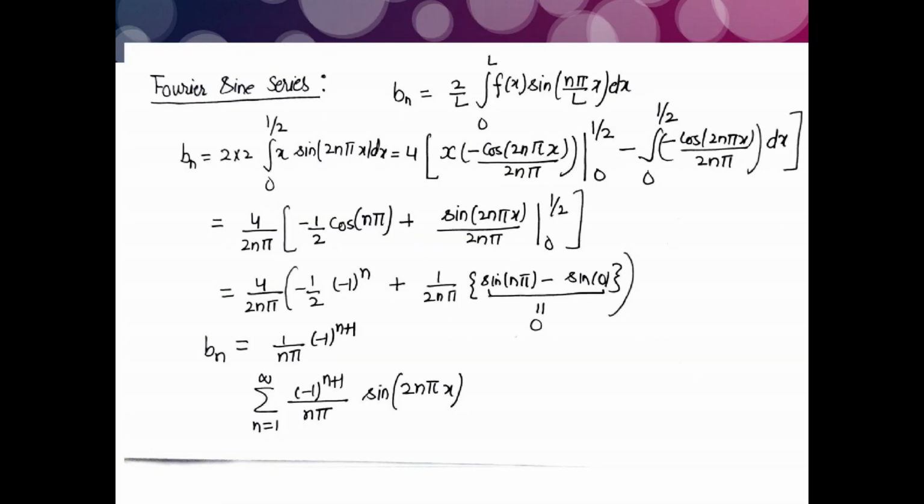Now the Fourier sine series for this function. b n is given by 2 by L, 0 to L f of x sine of n pi over L x dx. Put the value of the function, integrate it, simplify this, and b n is 1 upon n pi times minus 1 raised to power n plus 1, and the Fourier sine series is given by the last expression on this slide.